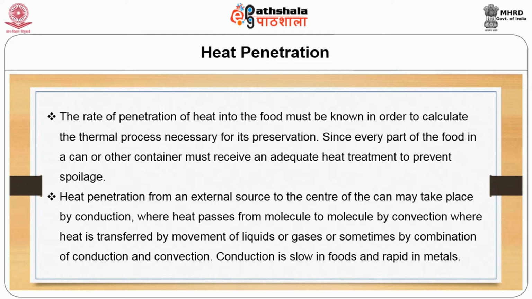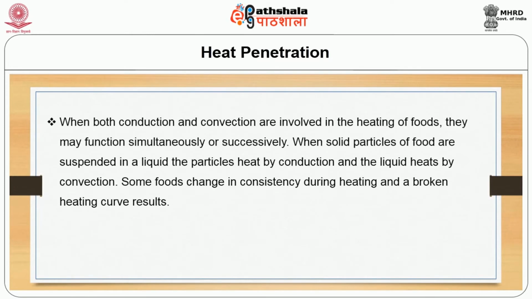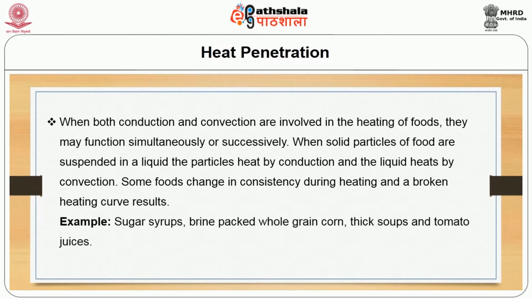Conduction is slow in foods and rapid in metals. When both conduction and convection are involved in the heating of foods, they may function simultaneously or successively. When solid particles of the food are suspended in a liquid, the particles heat by conduction and the liquid heats by convection. Some foods change in consistency during heating and a broken heating curve results. For example, sugar syrups, brines packed in whole grain corn, thick soups and tomato juices.